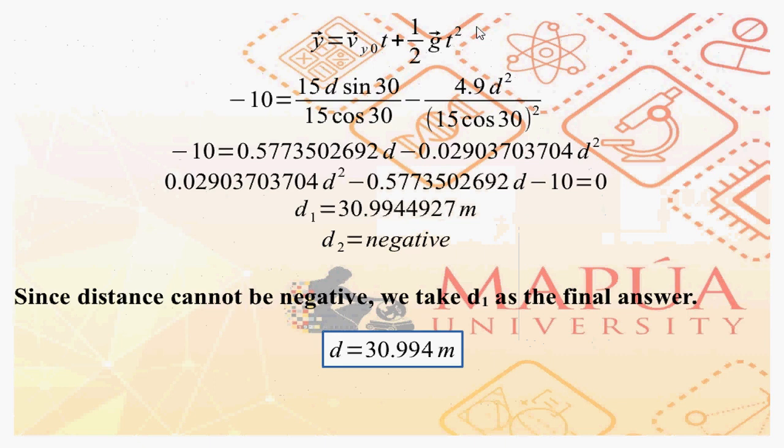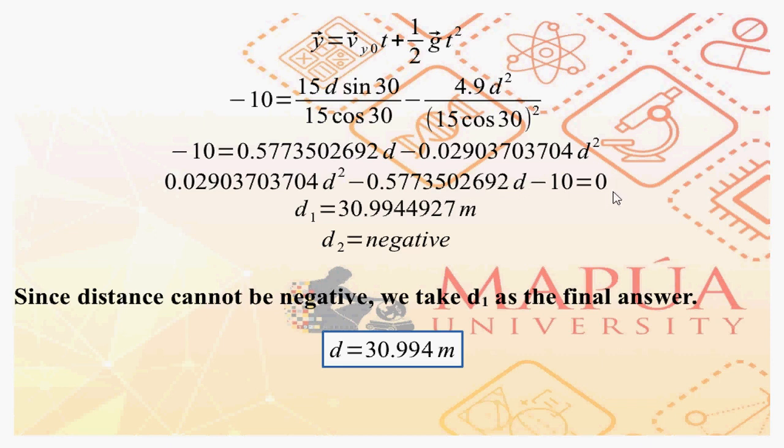into the equation y is equal to Vy t plus 1/2 gt squared, we get negative 10 is equal to 15d sine 30 divided by 15 cosine 30 minus 4.9 d squared over the square of 15 cosine 30 degrees. Simplifying the equation, we get an equation in terms of d: 0.029037703 d squared minus 0.5773502 d minus 10 is equal to 0.